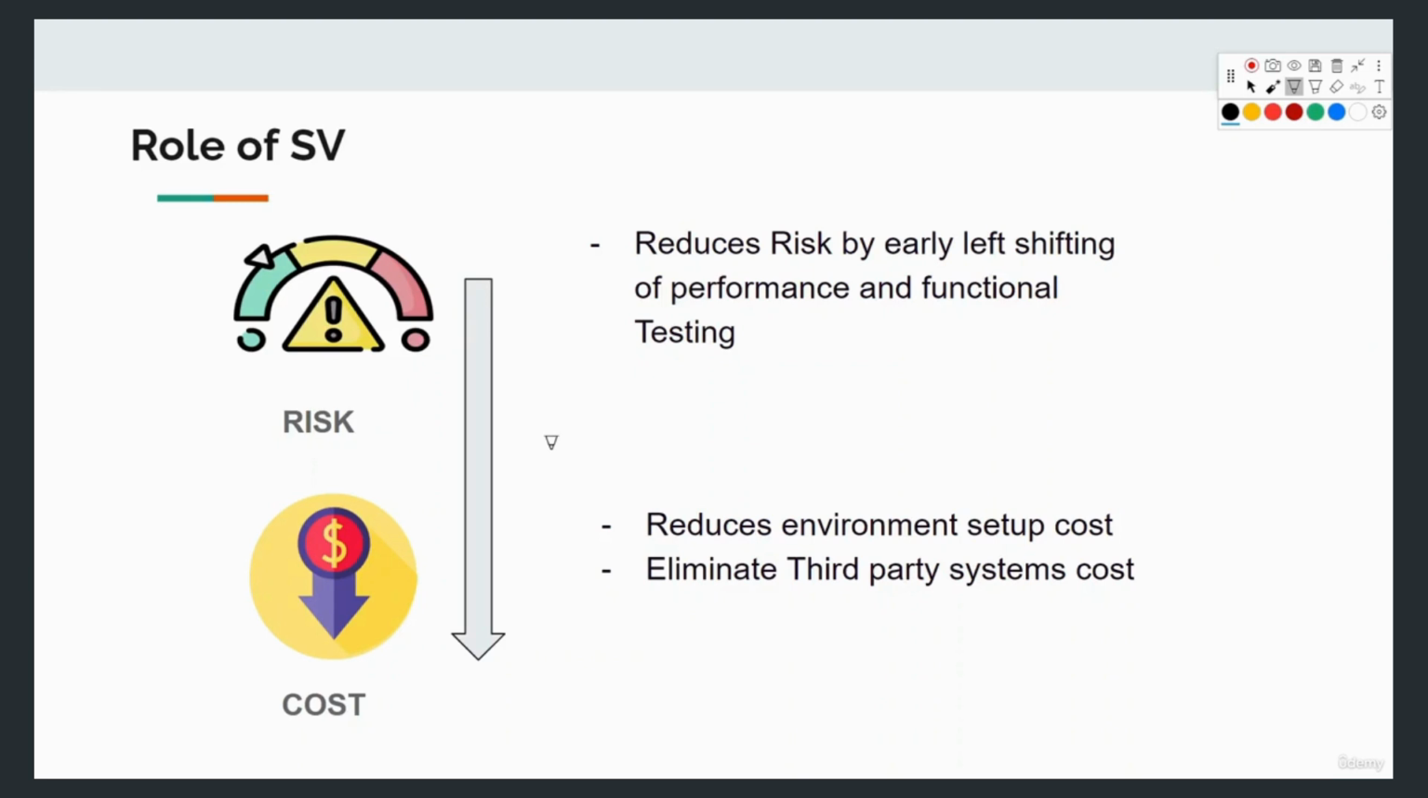So in case of third party, when we replace it with SV, there is no such thing. You can mimic the response, whatever needs to be sent. You can do anything as in the production environment. So I think you are all clear about the role of service virtualization. That's how it impacts the DevOps process. End-to-end delivery, it impacts that a lot.